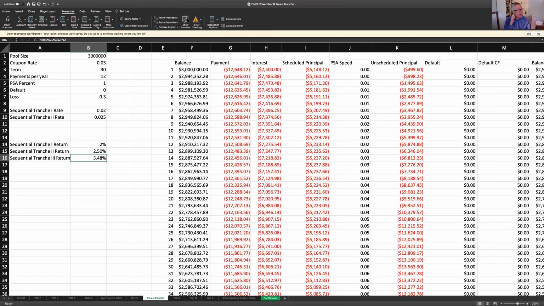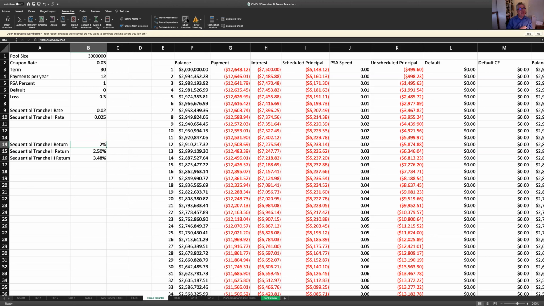Now, when we think about why should this be different, it's because the duration of each of these is different. The first tranche has the shortest duration, the second tranche the next shortest, and the third tranche the longest. Think about the yield curve. There's a relationship between duration, between term, and the rate that you pay. And so in general, you would expect to see the longer tranches get paid higher returns than the shorter tranches do. Now, let's see what the impact of default is on this.